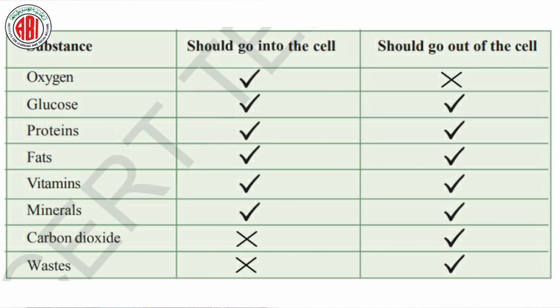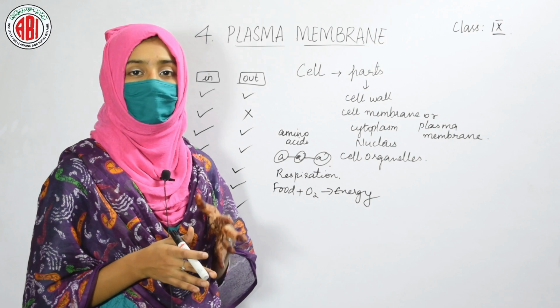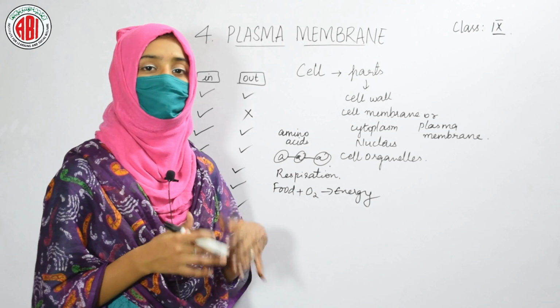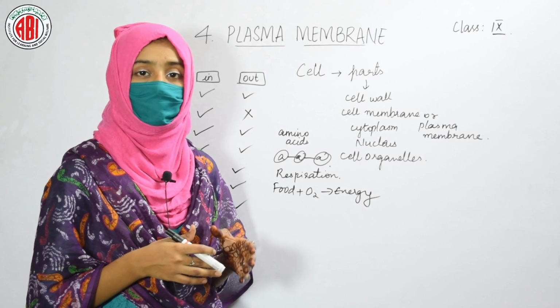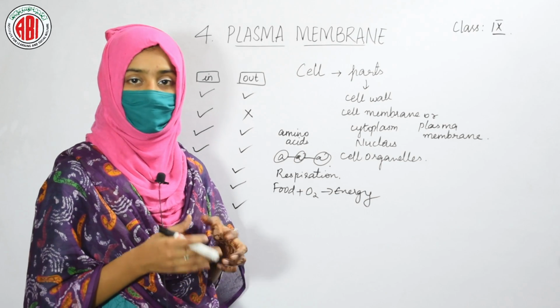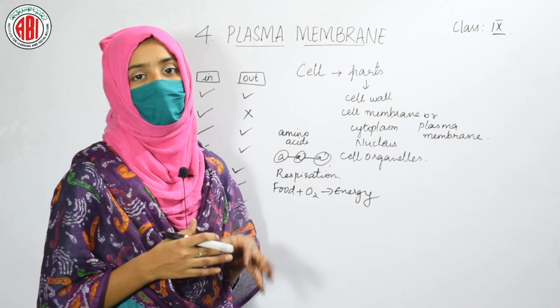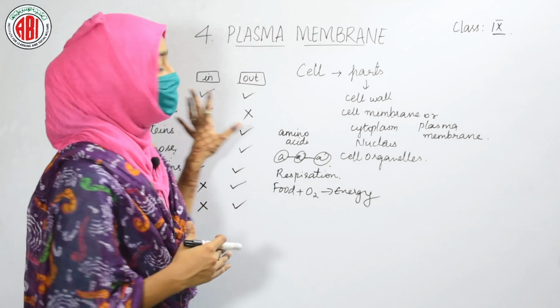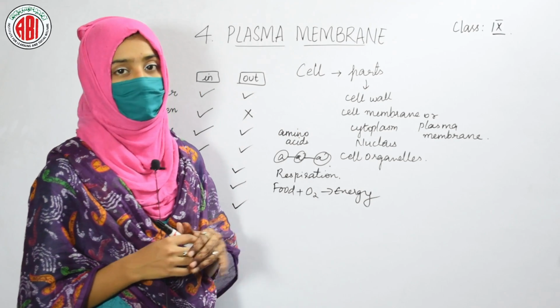The cell membrane, the plasma membrane, is a protective layer of the cell which allows the suitable substances to come or to enter into the cell. It is not blindly allowing all the substances or all the materials to move in or go out of the cell. It is selectively permeable. It is allowing only the selected substances to move in, and it is also allowing only the selected substances to go out of the cell. So in this way it is also called the selectively permeable membrane.